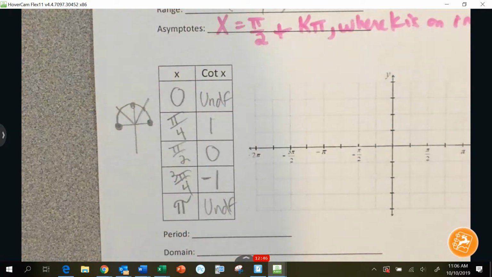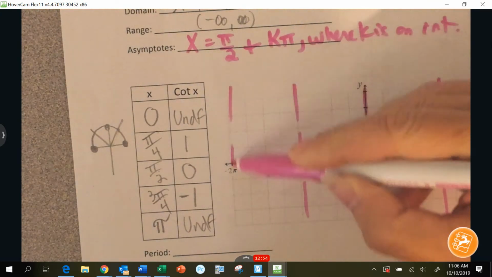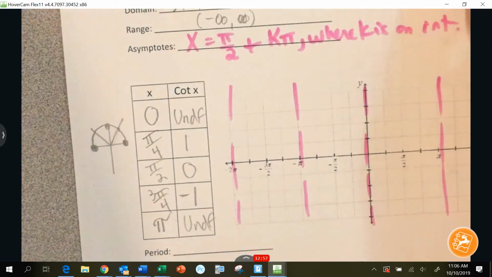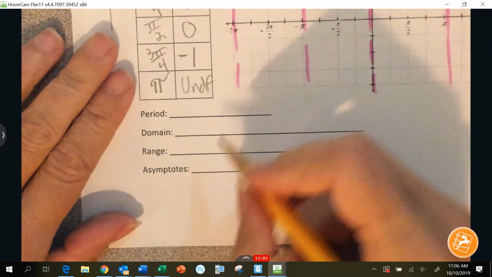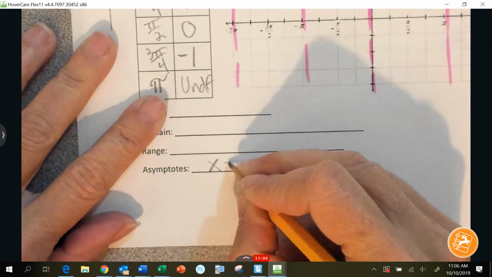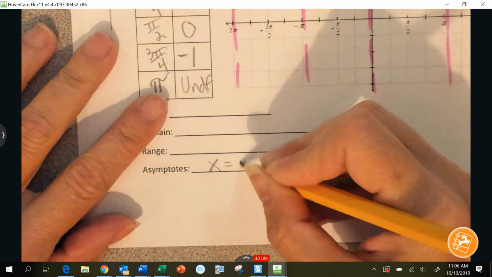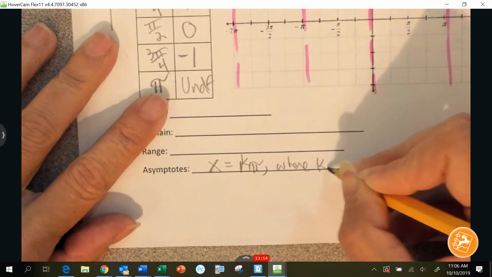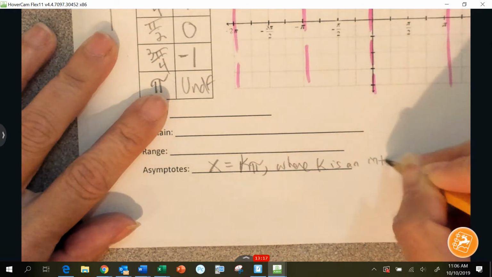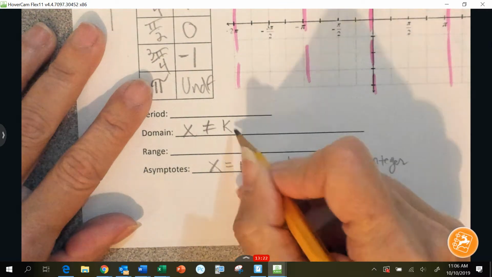So we'll go and graph our asymptotes. We'll follow the pattern, keep going. I'm going to write the equation for my asymptotes. What's my smallest asymptote that's not negative? 0. So I'm not going to write 0, I'm just going to add on, they are pi apart, so pi k or k pi, where k is an integer. So my domain is the exact same thing, x does not equal.